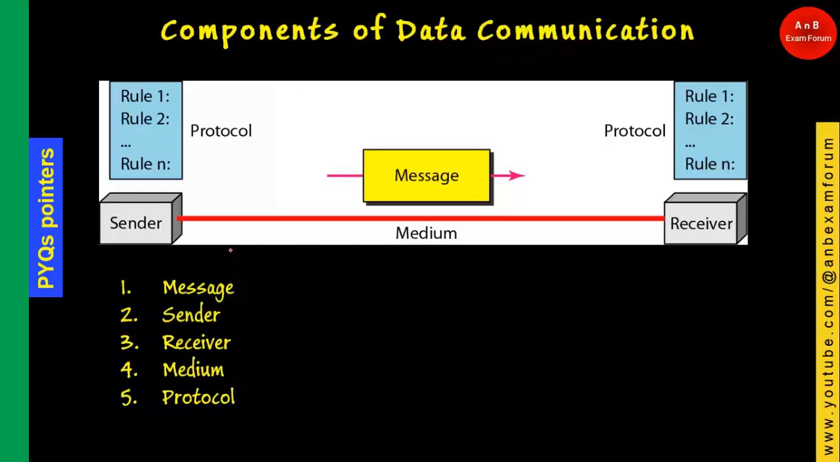Okay, so students, these are the 5 components of data communication, which is the basis of computer networking. These are: first, message. The second one is the sender. The third one is the receiver. Fourth one is the medium. And fifth one is protocol. Okay, so let's see in detail one by one.